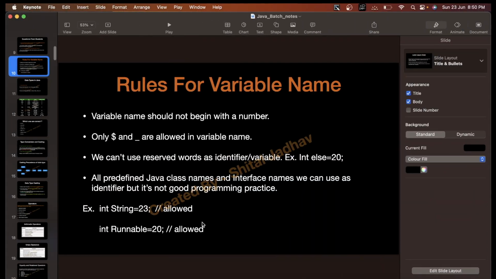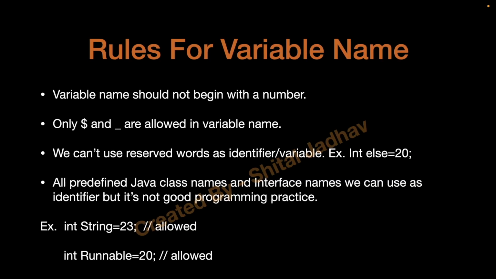I hope this is clear to everyone. First, what is a variable? A variable is a container which holds some value. When we create a variable, the name should not begin with a number. The only allowed symbols are dollar and underscore. Any reserved word we can't use as a variable name. Any predefined Java class or interface names we can use as an identifier, but it's not good practice. So these are the only rules you need to remember whenever you create variables. This is about variables. I hope this is clear to everyone.